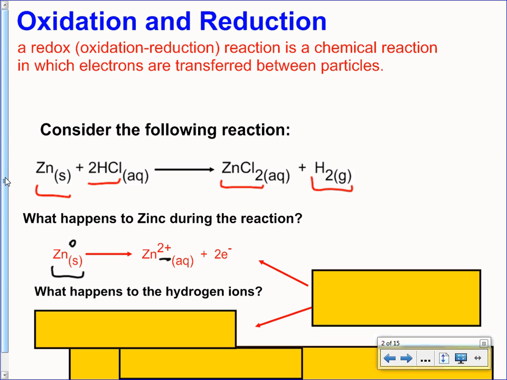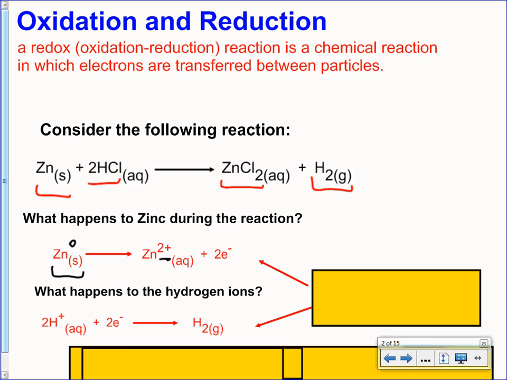If we have a look at what happens to the hydrogen ions, as the reaction proceeds, we initially start out with hydrogen ions with a 1+ charge. Each hydrogen ion will gain 1 electron, so we'll have 2 electrons gained in total, and we generate hydrogen gas now. And hydrogen gas has a neutral charge on it, meaning it's no charge whatsoever.